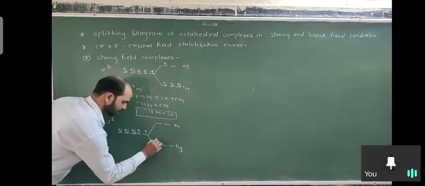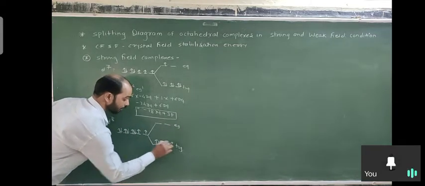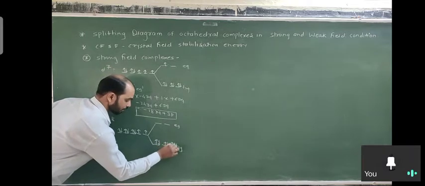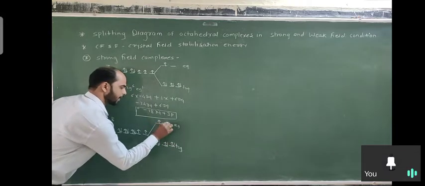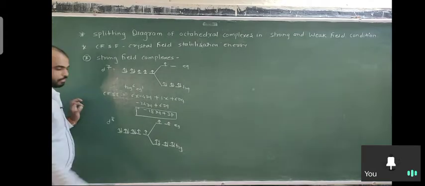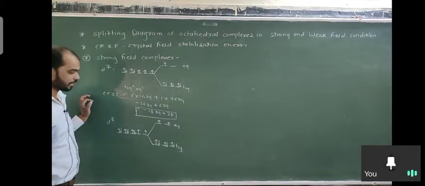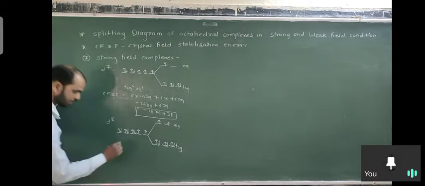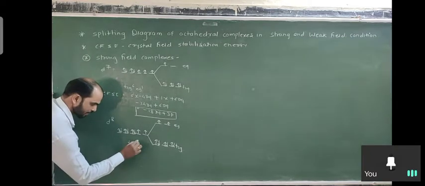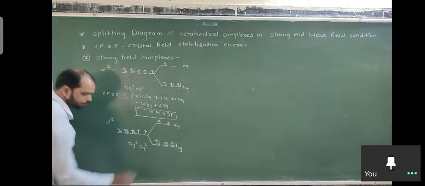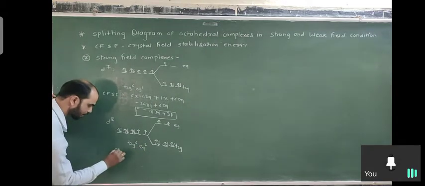So first is here, second is here, third is here, fourth, fifth, sixth, 7, then 8. We follow the above principle as well as Hund's rule of maximum multiplicity. So, what is the electronic configuration? T2G has 6, EG has 2. So, you can calculate CFSE.